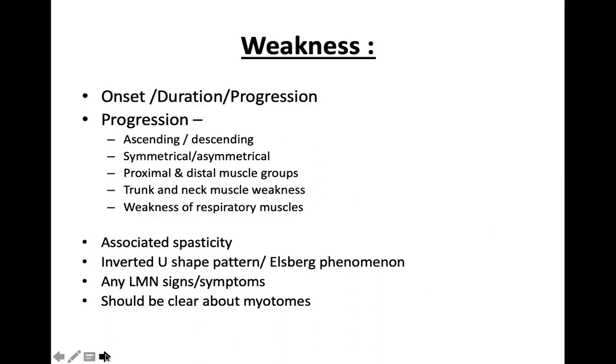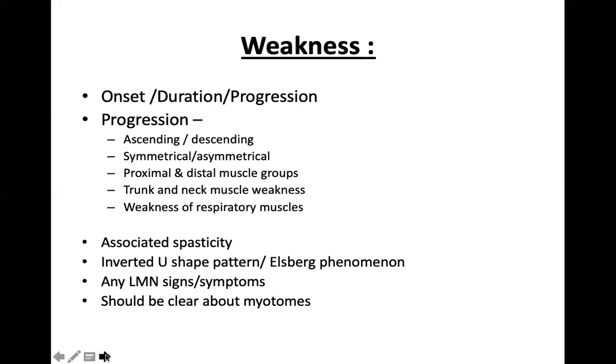Then weakness has to be, again, the same pattern: onset, duration, progression. But regarding progression, you should be able to tell by history whether it's an ascending or a descending weakness, whether it's a symmetrical or asymmetrical weakness, or is it involving the proximal or distal muscle group? What about the trunk and the neck muscles? Because we tend to tell about lower limbs as well as upper limbs, but forget the trunk muscles as well as the thoracic muscles as well as the neck muscles.